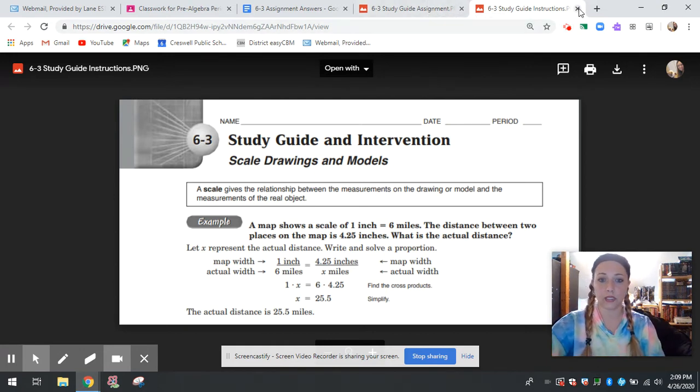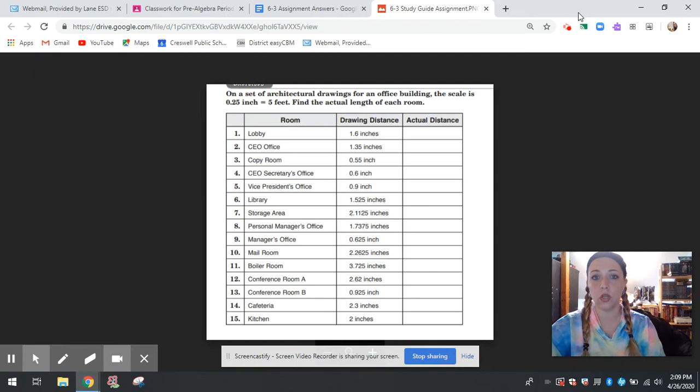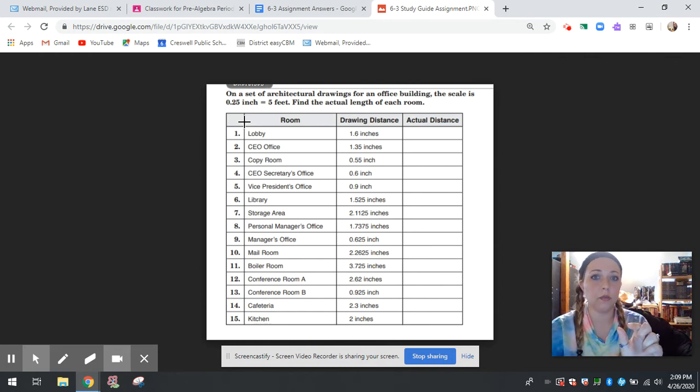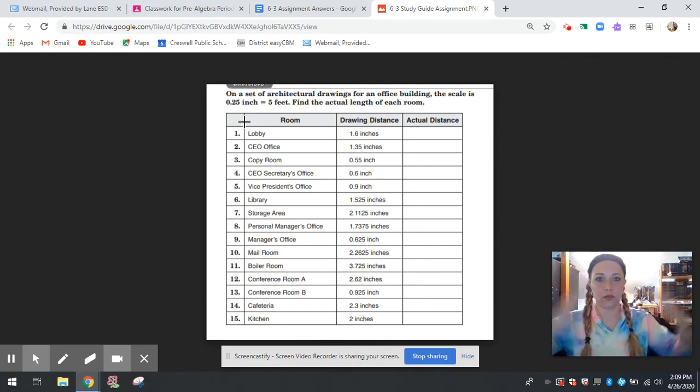I'm just going to exit out of my instructions window. And so here we have our instructions for the problems. On a set of architectural drawings for an office building, the scale is 0.25 inches is equal to 5 feet in real life. Find the actual length of each room. So on a piece of paper like blueprints, it's going to look really small, but in real life, obviously, the room is not going to be 1/4 of an inch.